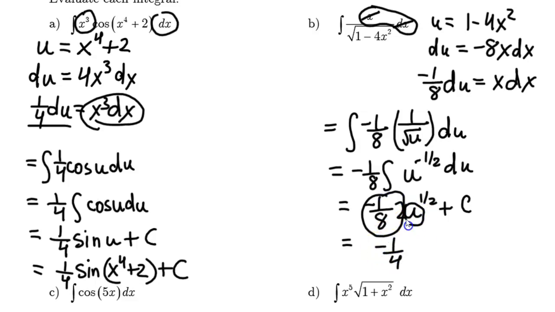The u, if I back substitute, is really equal to 1 minus 4x squared. But then that's square rooted. Okay, so maybe I'll write it this way here. And then plus c. Okay, and that's how integration by substitution works.